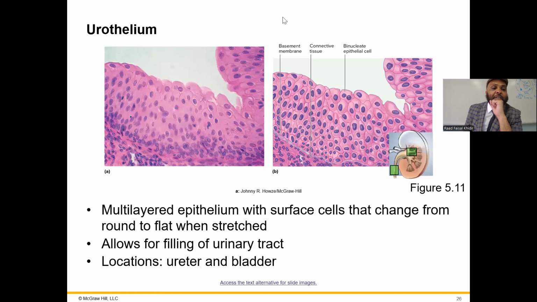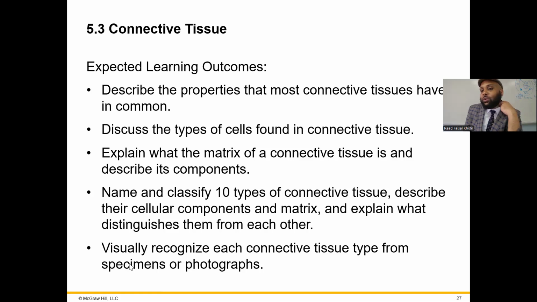This is the special type known as transitional epithelium in the urothelium. These are multi-layered epithelium with surface cells that change from round to flat when stretched. And they allow for filling of the urinary tract with the urine that has to be deposited into the pelvis so that it can be voided out. And it is found in the ureter and the bladder. So that was all about the epithelial tissue.